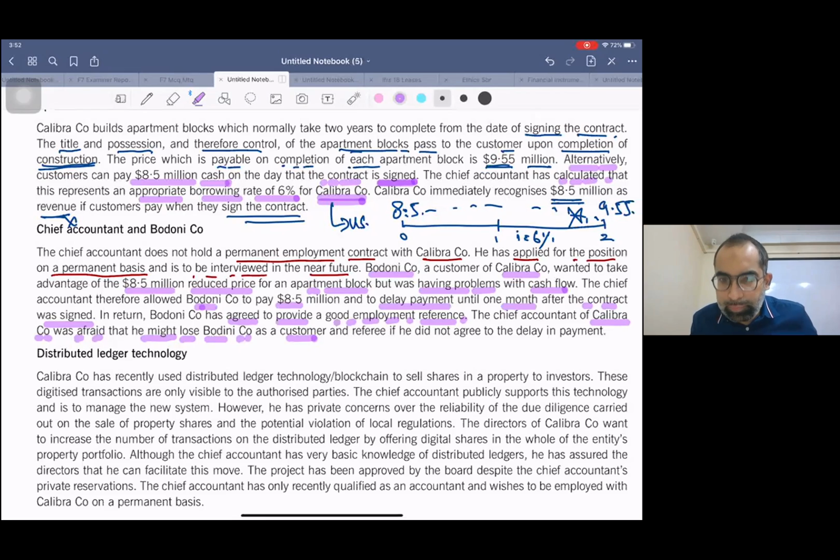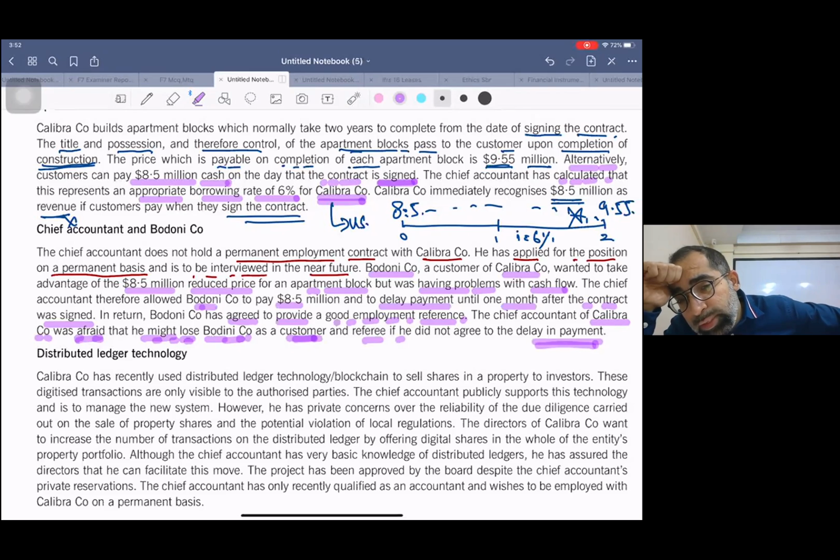Now the chief accountant of Calibra company was afraid that he might lose Bodoni company as a customer and referee if he did not agree to the delay in payments. So one more thing, he's pressurized as well, that he may lose the customer. So this is basically the ethical issue which you need to write, and then you need to write the safeguard as well. As a professional accountant, you cannot do such things.